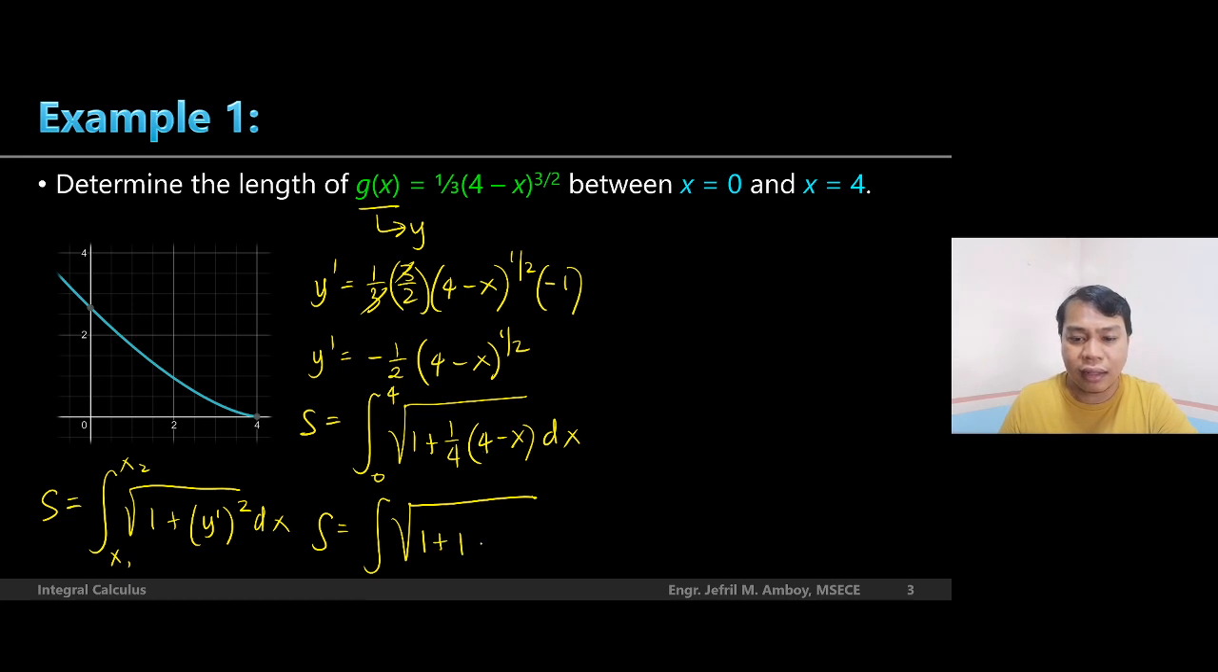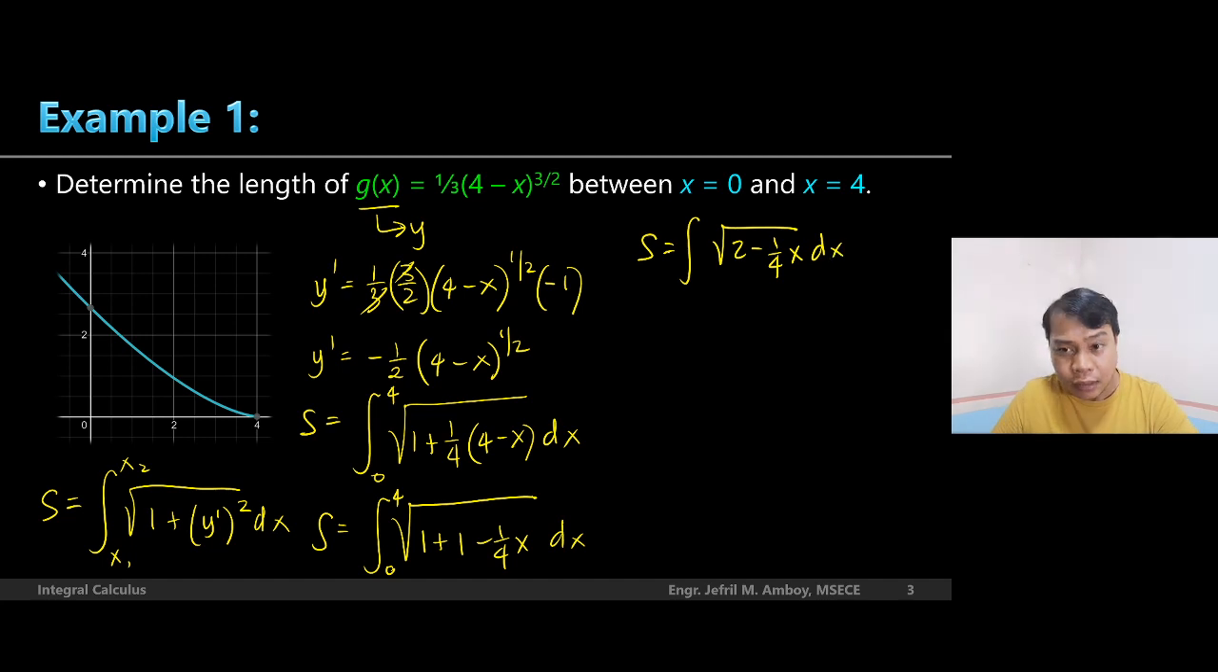And then negative 1/4 of x, and then dx again from 0 to 4. Okay, now simplify lang natin to, magiging 2s equals the integral of the square root of 2 minus 1/4 of x, and then dx from 0 to 4, which we can integrate by means of substitution, no?